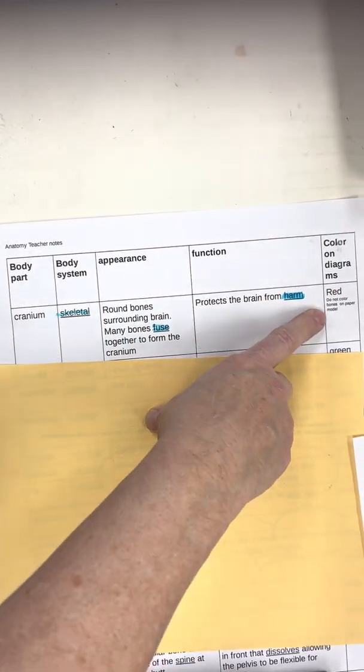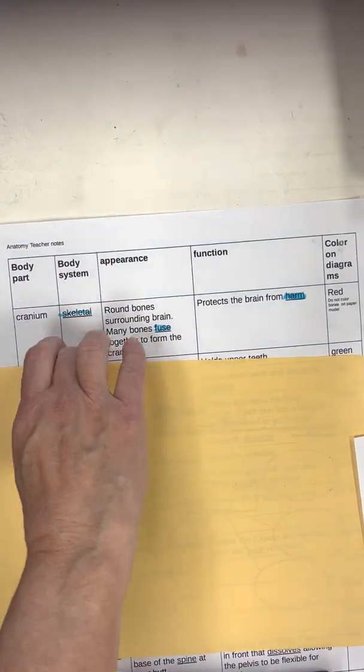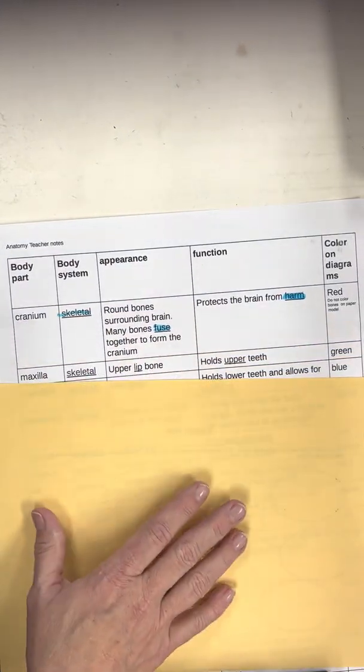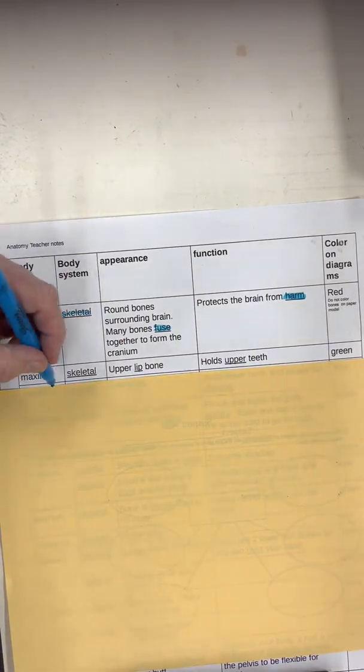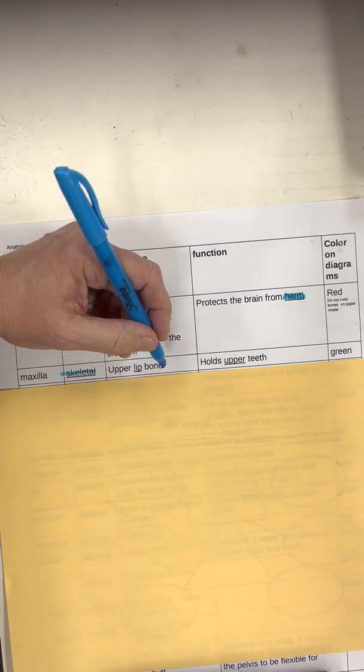Don't worry about the colors right now. That's just what color you're going to color them on a diagram, on a coloring diagram like we did with the cells. The maxilla is the bone that holds in your upper teeth. So it's skeletal, it's the upper lip bone, and it holds the upper teeth.